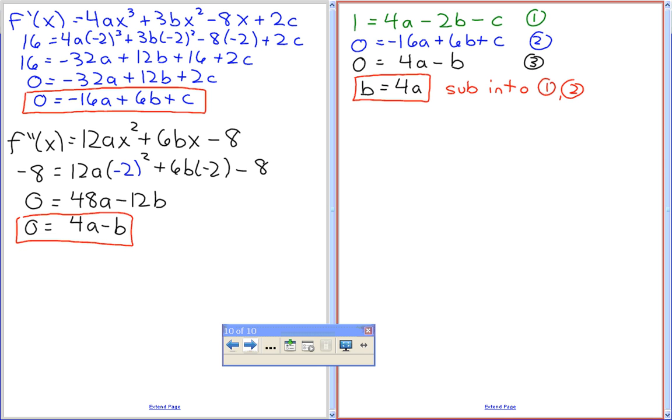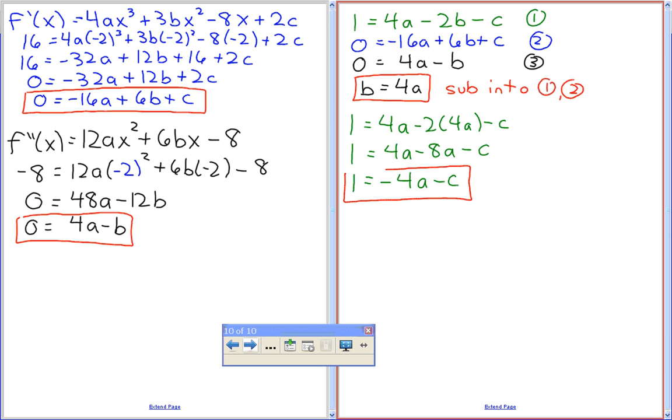So I'm picking on Robbie since he hasn't said anything today. Robbie, equation number 1, can you sub B equals 4A for me, please? Go ahead. Isn't this looking nice? This equation is much simpler. Okay. We're just doing a triple substitution. That's what we're going to do.